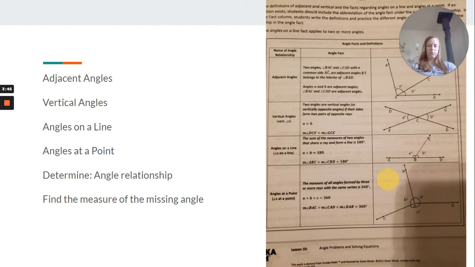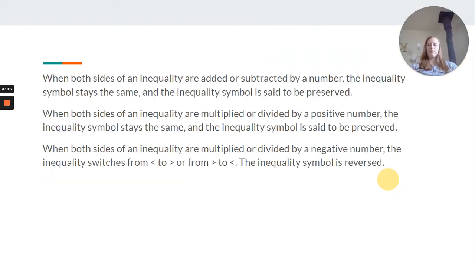So you can quickly look at the points. For this, I will probably just have you use the definitions. So you have 2 angles with a common side or adjacent if that is true. 2 angles are vertical if their sides form 2 pairs of opposite rays. The sum of the measures of 2 angles that share a ray and form a line is 180, and then the measure of angles formed by 3 or more with the same vertex is 360. There could be a question about the steps, but probably not.